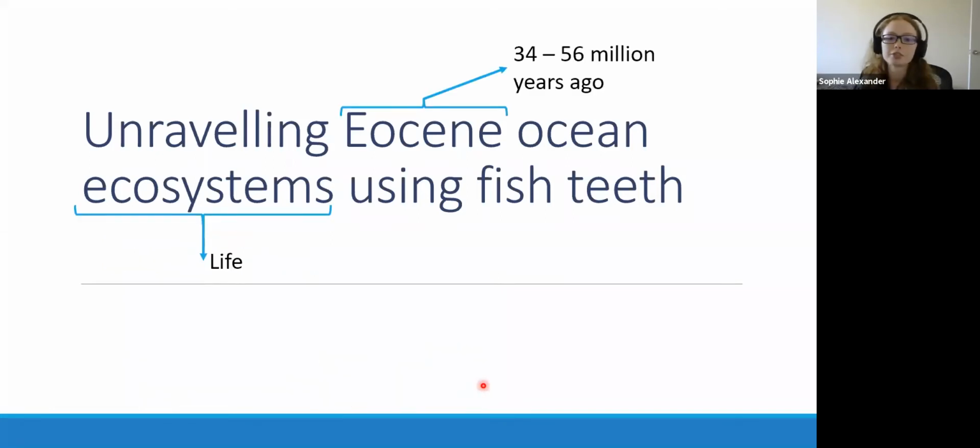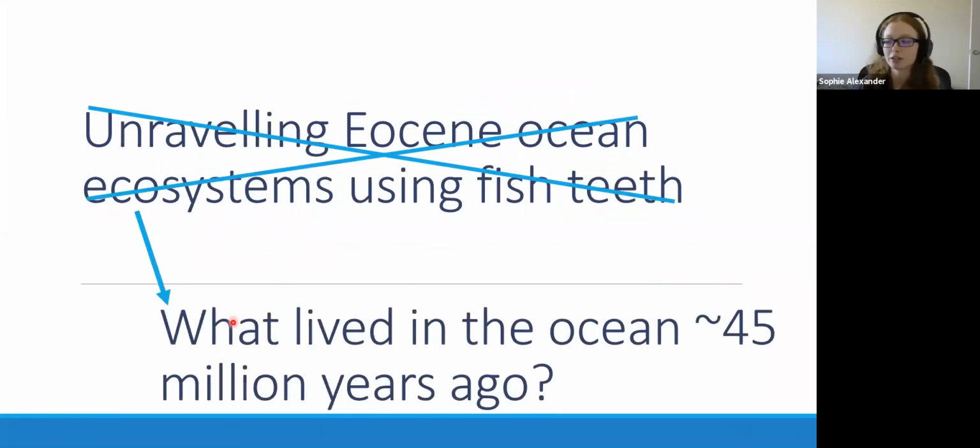So today I'm going to be talking about how we can unravel Eocene ocean ecosystems using fish teeth. The Eocene was a time period 34 to 56 million years ago. And for the purpose of this talk, we can discuss ecosystems as essentially all the life that's happening within an area. So essentially today, I'm going to be talking about what lived in the ocean 45 million years ago.